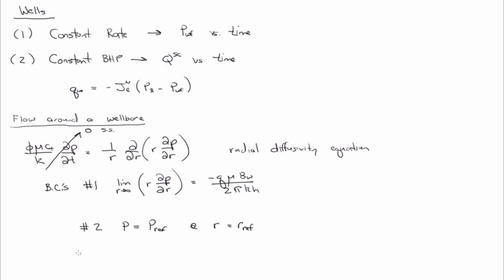I'm going to write it like this. p[r] is equal to p_ref minus q_w mu... so that's straight.